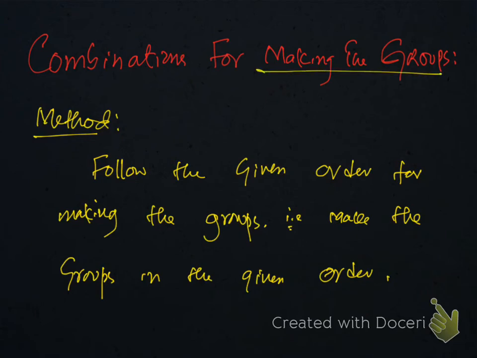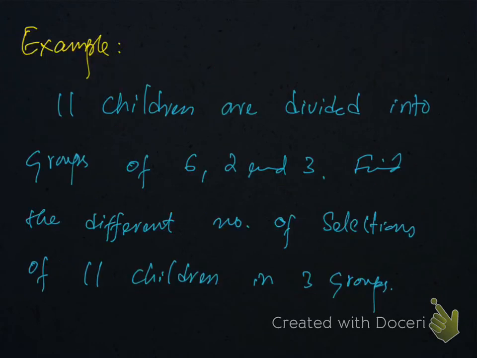Now this is important. In this type of question, follow the order. We must follow the given order for making the groups. Whatever the order is given, always follow that order. For example, in this question, 11 children are divided into groups of 6, 2 and 3. This is the order. First you have to make the group for 6 and then 2 and then for 3 students. Find the different number of selections of 11 children in 3 groups.